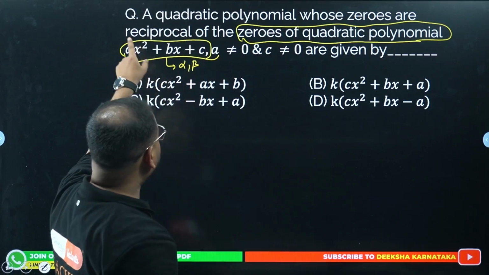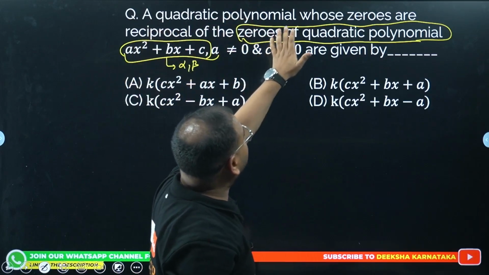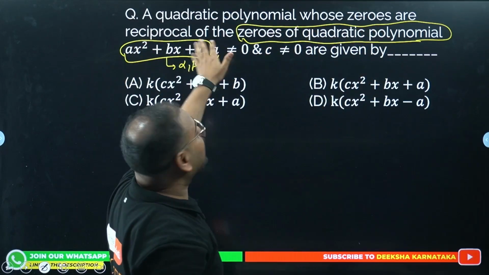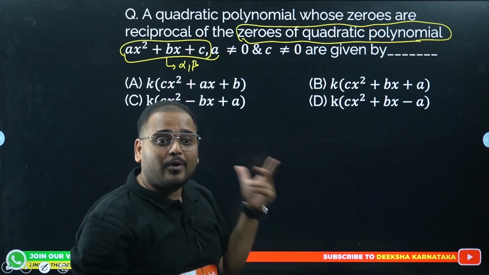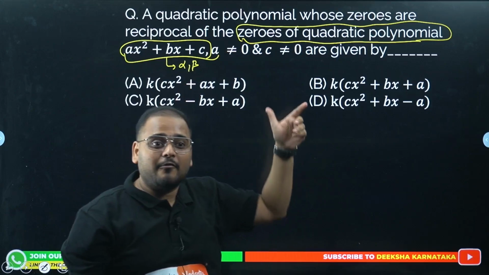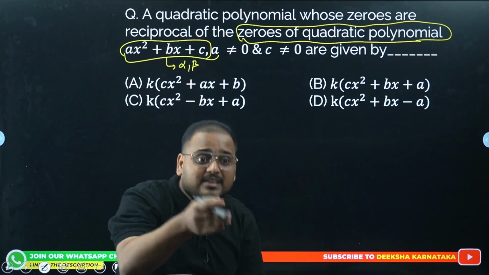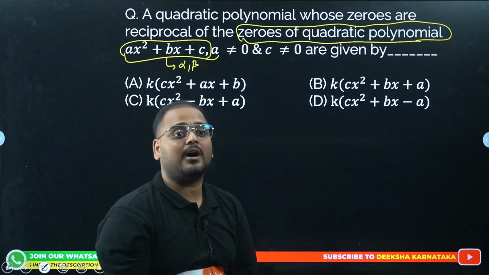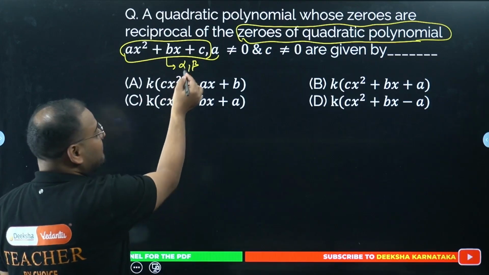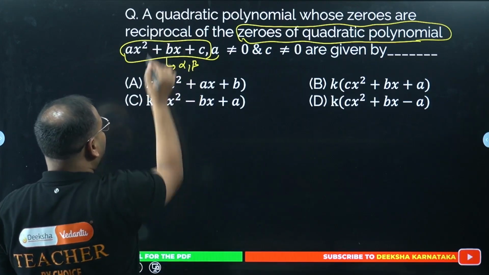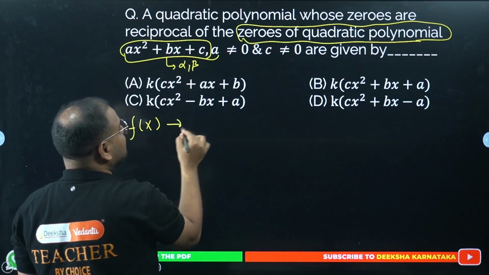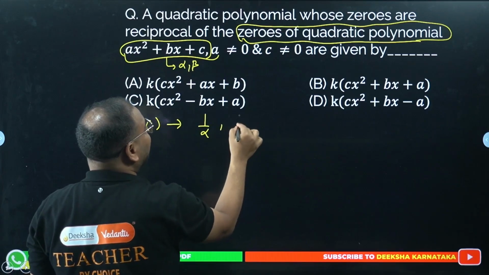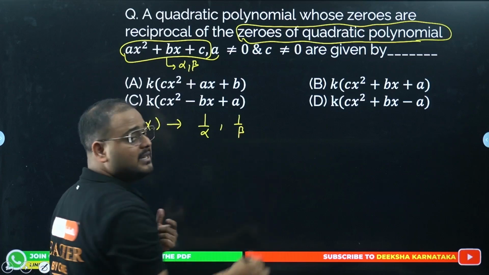Alpha beta. Now read the question. A quadratic polynomial whose zeros are reciprocal of what? Alpha beta. What is it? The quadratic polynomial which we do not know, their zeros are reciprocal of alpha beta. It means if alpha beta are these zeros, then for the unknown quadratic polynomial, let's say that is f(x), we don't know this polynomial, the zeros are 1 by alpha and 1 by beta.